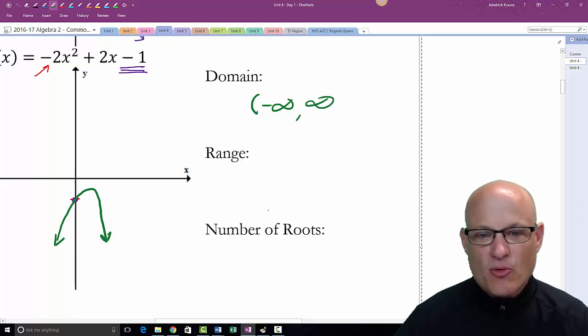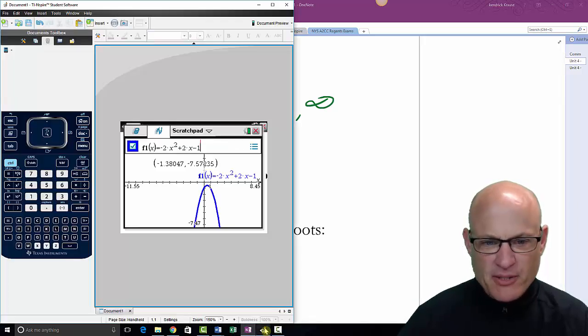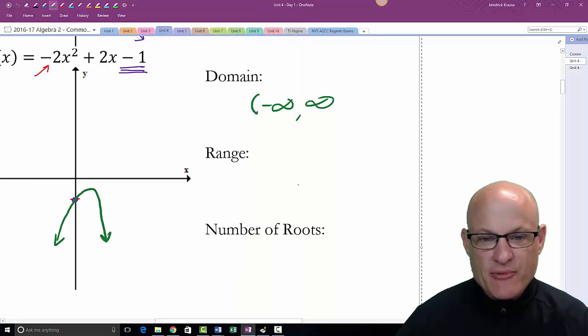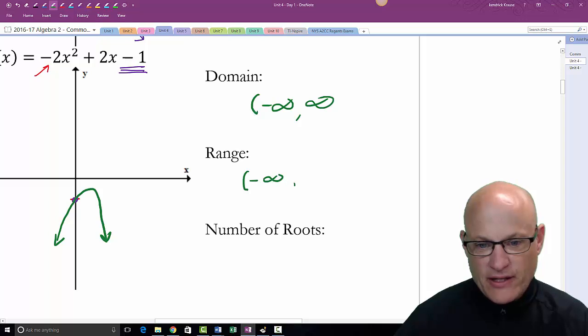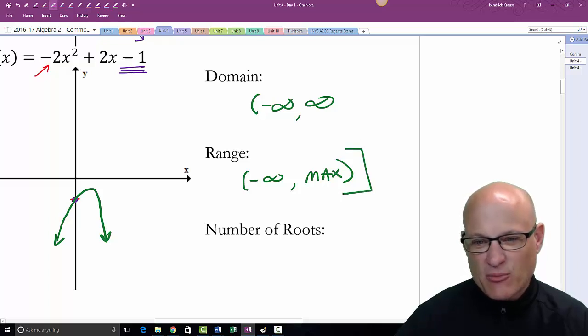Now the range, I'm going to be a little bit more generic. Instead of having to actually find that value, mostly because it's irrational anyway, I'm just going to say the range, as far as this one goes, is from negative infinity to the maximum. Because it's irrational, I would probably round it or give it in its radical state. So I might do this. If I have to round it, I would maybe do that. Or if I gave it to you as a radical, I would put a bracket there. Sometimes you want a bracket, sometimes you want a parenthesis. But what I want you to remember is this would be a maximum.